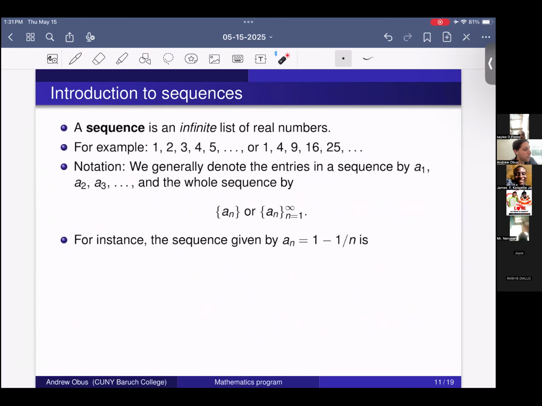So by a sequence, we mean an infinite list of real numbers. Something like 1, 2, 3, 4, 5, and so on, or 1, 4, 9, 16, 25. These are just the counting numbers. This is the square numbers. And a sequence has to be infinite for our purposes. So if I just write 1, 2, 3, that's not a sequence. A sequence has to go on forever. And generally, there should be a pattern that tells you how you can compute further entries in a sequence.